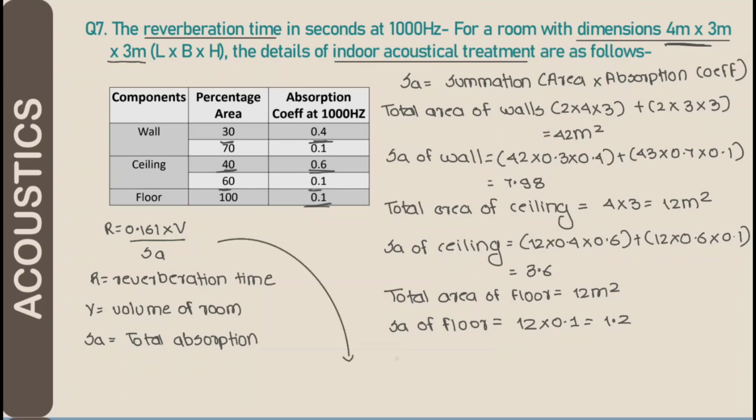So R is equal to 0.161 into 36, that is the volume of the room, divided by the addition of all the SAs, that is 12.78, which is equal to 0.5 seconds.